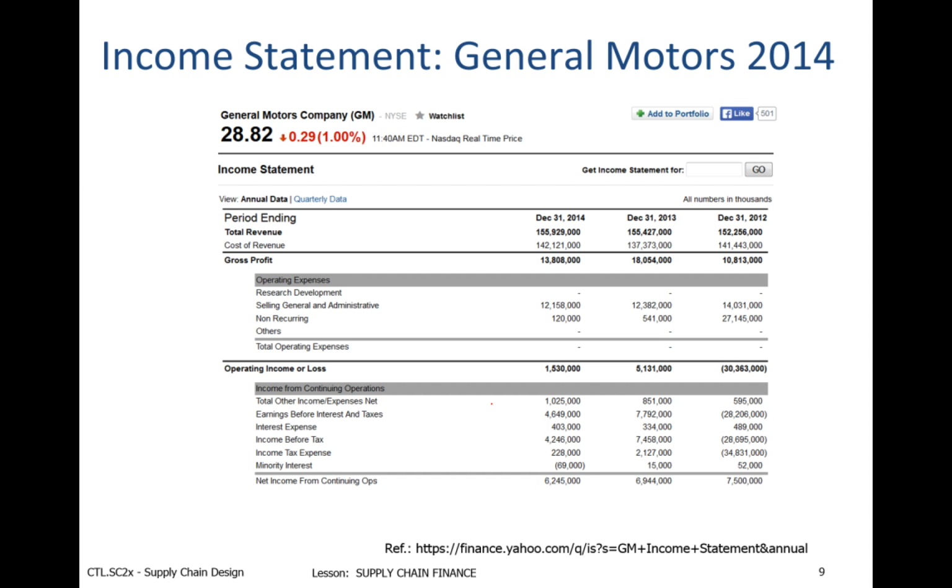Let's look at General Motors' income statement from 2014. We'll get a different view of this. Keep in mind that not every income statement looks exactly the same. They'll use different terms. They might be structured slightly differently, but they'll always have a revenue, a cost, and then a profit. Here we see what General Motors reports is the cost of revenue.